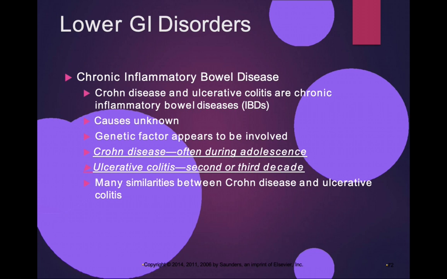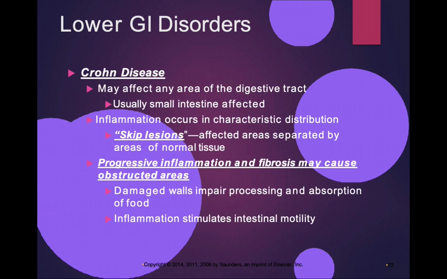Okay, chronic inflammatory bowel disease. All right, so now we're looking at Crohn's disease and ulcerative colitis. These are both chronic inflammatory bowel diseases. The causes are somewhat unknown, but genetics appear to be involved. Crohn's disease often will arise in adolescence, and the ulcerative colitis somewhere between the second and third decade of life. There are many similarities between Crohn's and ulcerative colitis.